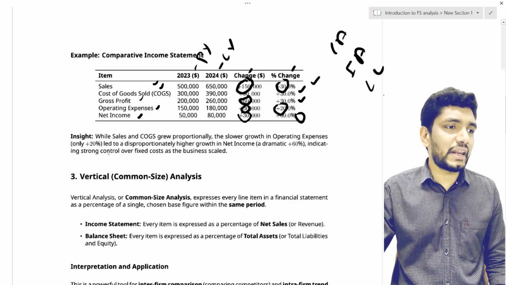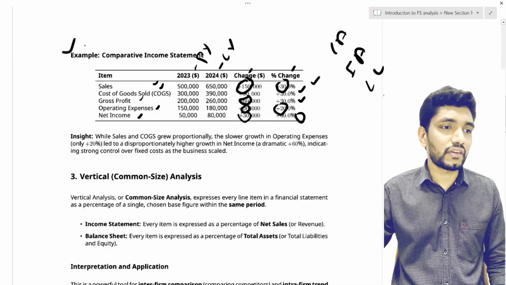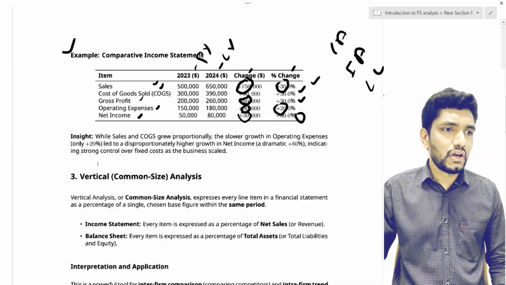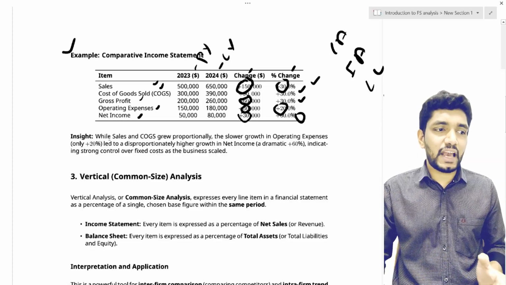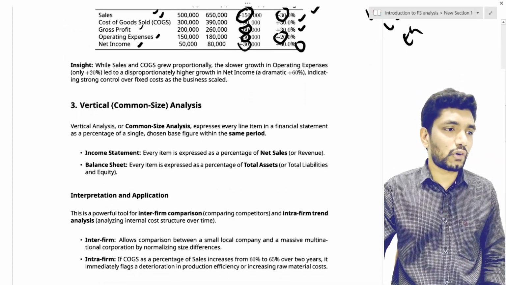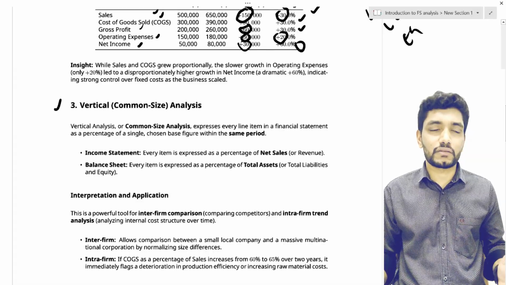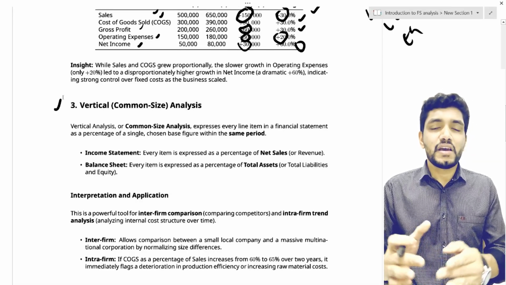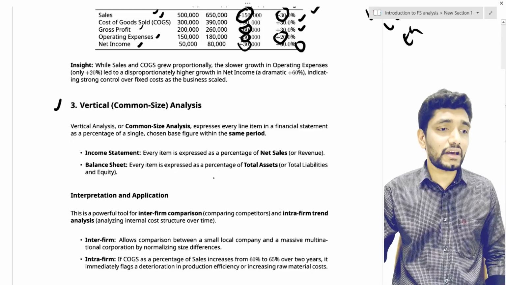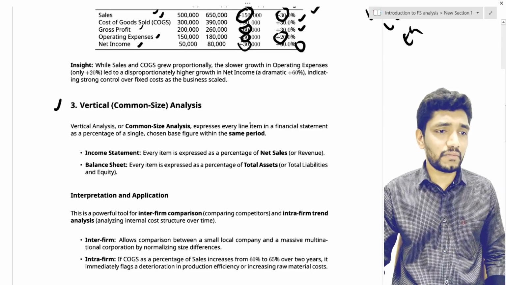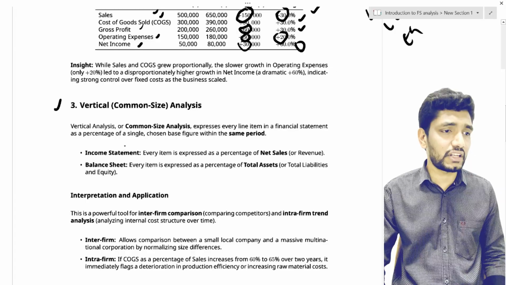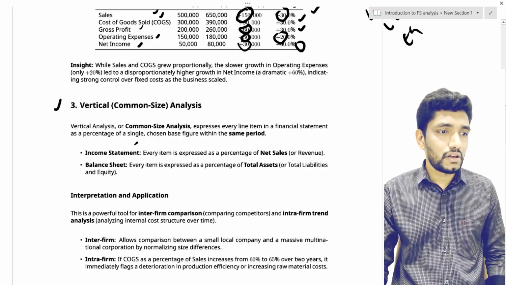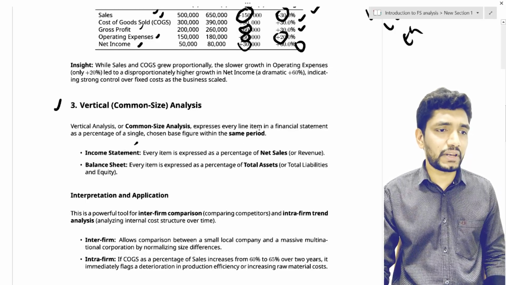So the comparative analysis is one category of analysis in the financial statement analysis. So we'll move into our next category of analysis, that is vertical or common size financial statement analysis. The vertical or common size financial statement analysis expresses every line item in the financial statement as a percentage of a single chosen base figure within the same period.